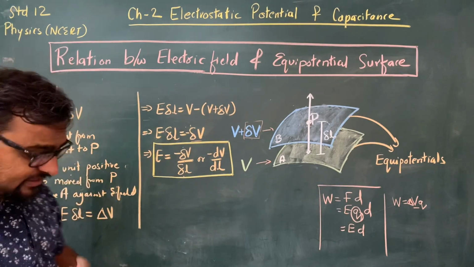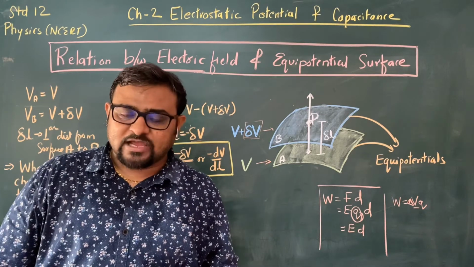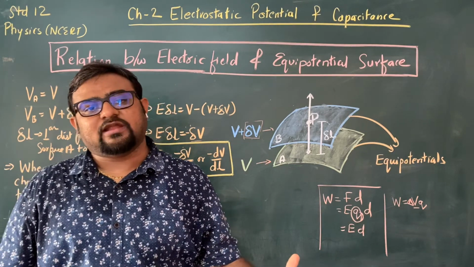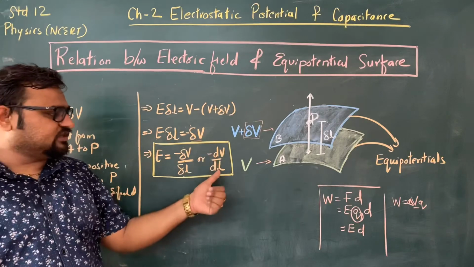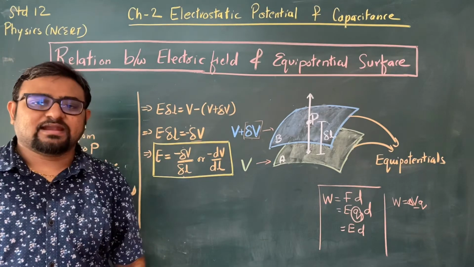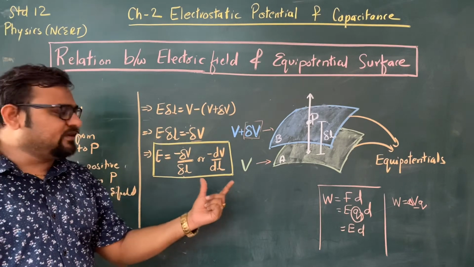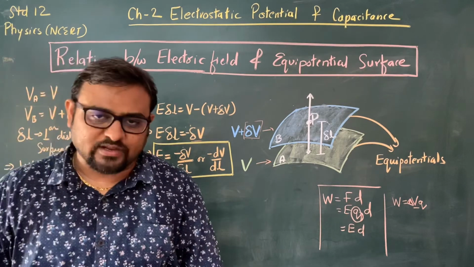It may happen that in numericals the equation of potential is given and you have to find the electric field at any point. Then just take the derivative with respect to the position length, dV by dL. So E is equal to minus dV by dL. We will be using this equation for numericals.